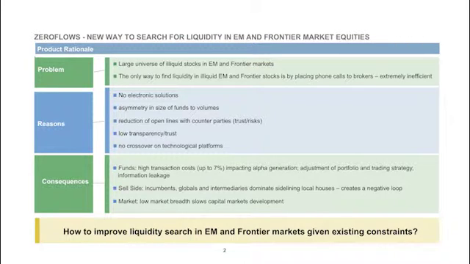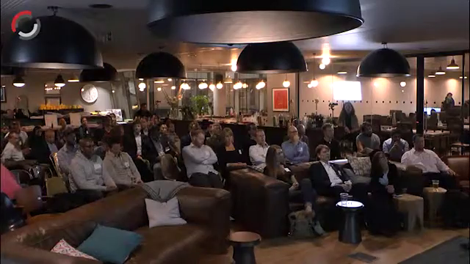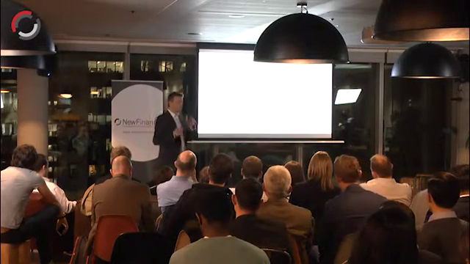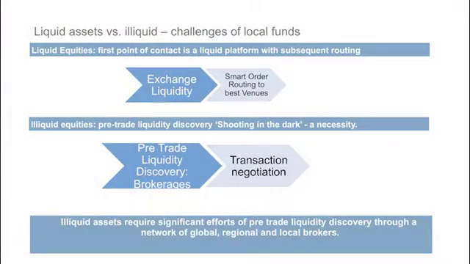There's been very little cross-pollination of electronic solutions in equity liquidity search from developed to emerging and frontier markets. Some of that is due to market structure. Some of the markets are just too small for the big vendors to pay attention. As a result, liquidity search in a lot of these markets in illiquid stocks is quite inefficient.